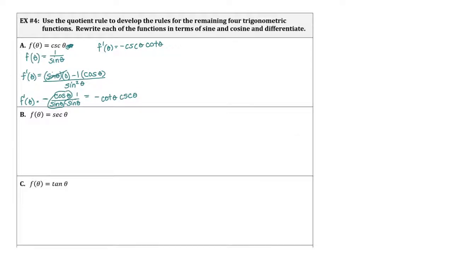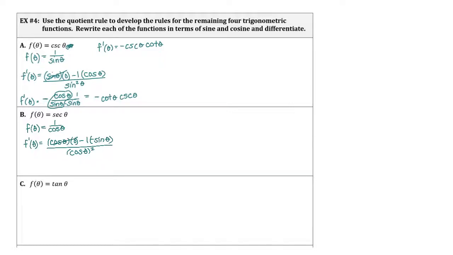All right, so now we're going to go through the same thing with secant. And again, I'm going to rewrite this to be f of theta is 1 over cosine theta. And we're going to do our quotient rule again. F prime at theta, we're going to have the bottom times the derivative of the top minus the top times derivative of the bottom. And that's going to be all over the bottom squared. All right, again, this is going to go out to 0.